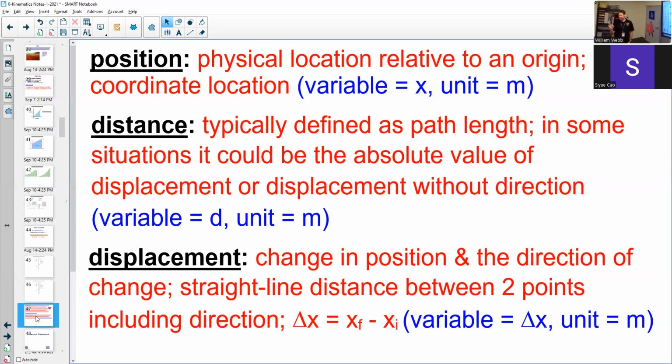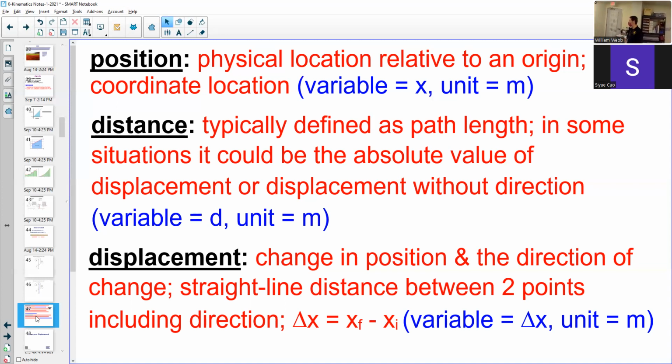We often use X to mark the spot, and we're going to measure it in units, meters or centimeters, but that same metric unit. And distance is how far did it go along a path length. So in some situations, it's the absolute value of the displacement, but not always. It will always be just a positive number, but it won't always be the absolute value of the displacement. So don't memorize that as true all the time. It's just true some of the time.